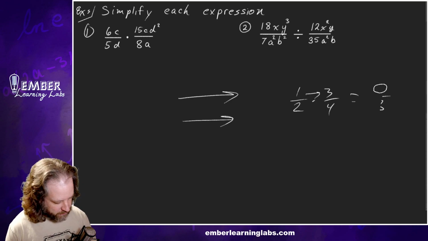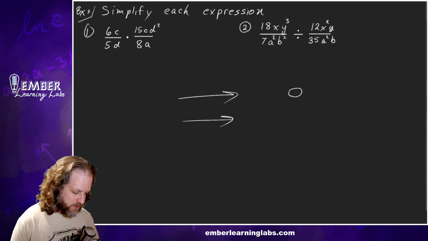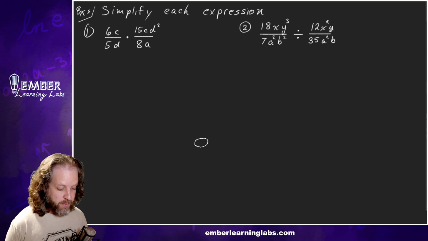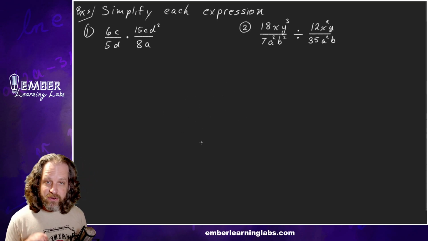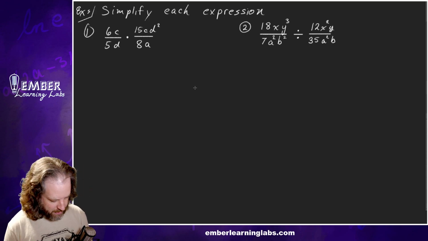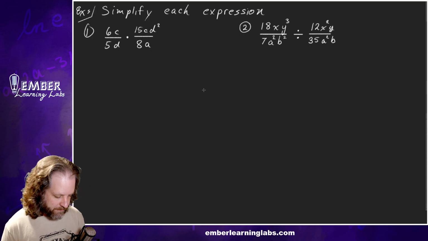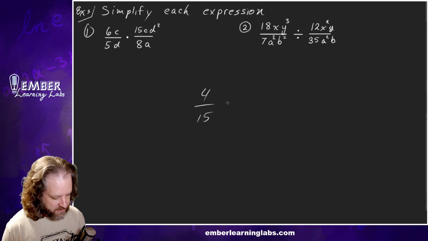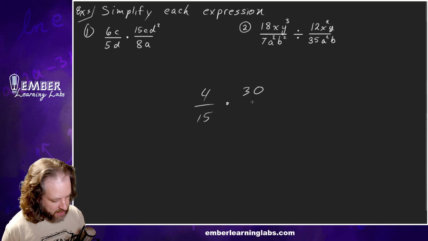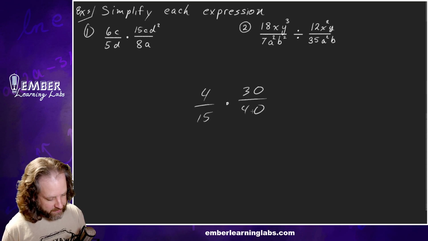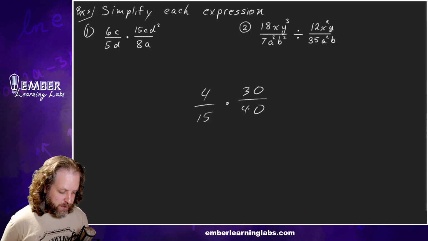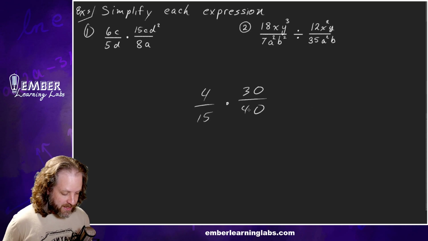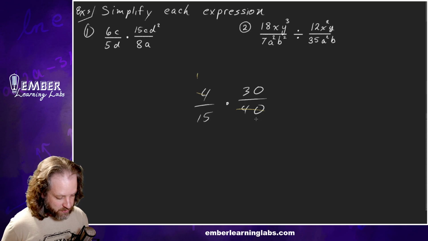Now, if you've taken some of my earlier stuff, like middle school stuff, then you're probably very familiar with this, but we can also pre-reduce our fractions. So, with a number example, if we have, let's say, 4/15 times, let's say, 30/40, we can pre-reduce this before we multiply. So we can reduce like these by 4 and turn this into a 1 and this into a 10. We can reduce these by 15 and turn this into a 1 and this into a 2.